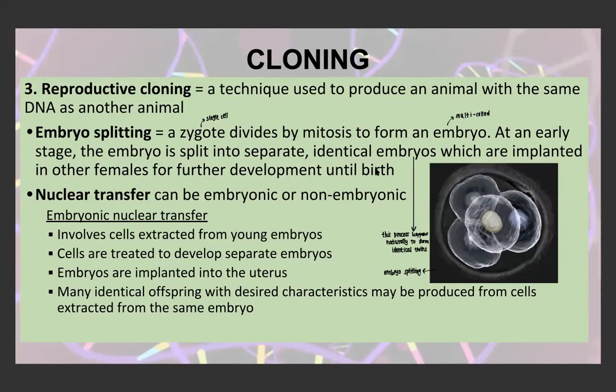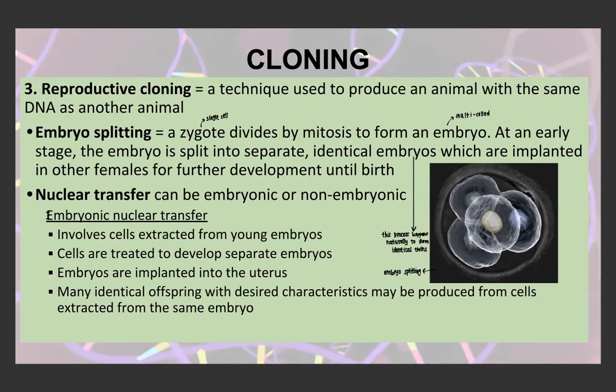That'll always happen. The human part of this is when the embryo is split into separate identical embryos, so 2 or 3 or 4. And then each of these embryos will be implanted into other females for further development until birth. So the females may not be the ones who actually have their genetic information within the organism. It could be just a surrogate female.